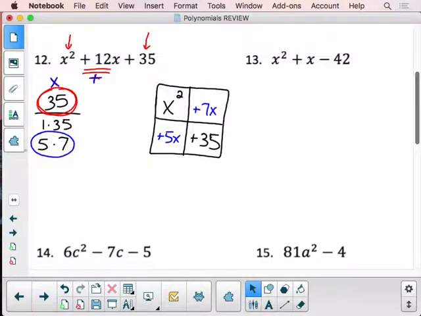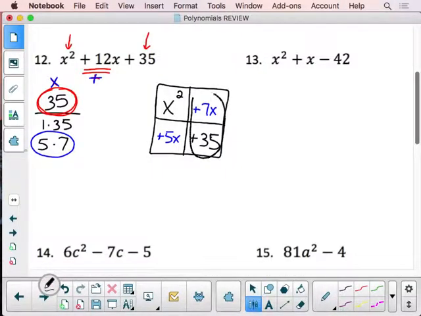Now we pull out common factors vertically here. 7x and 35 have in common a 7. X squared and 5x have an x in common. So that's going to be our first factor, x plus 7.